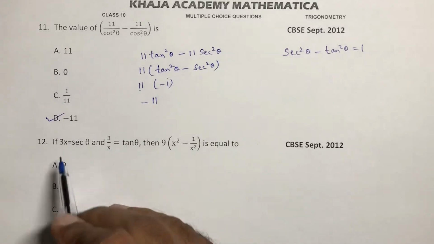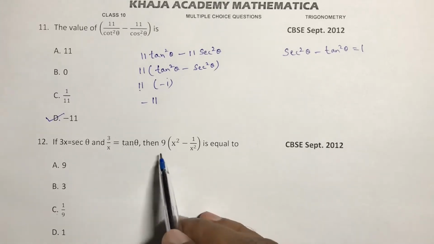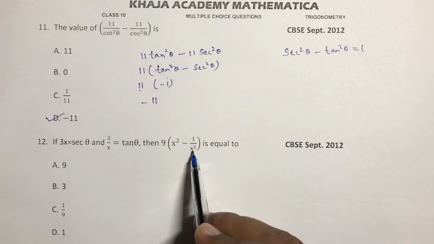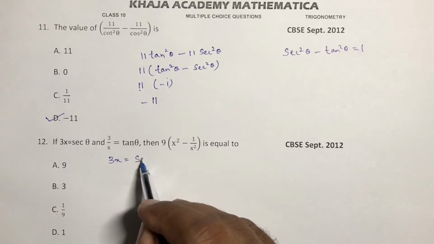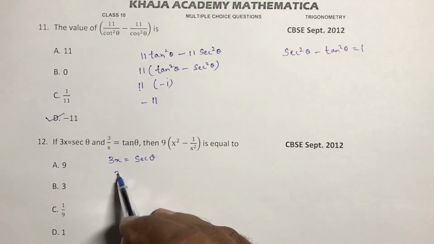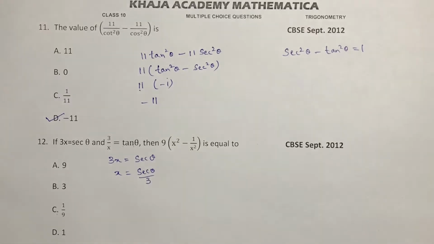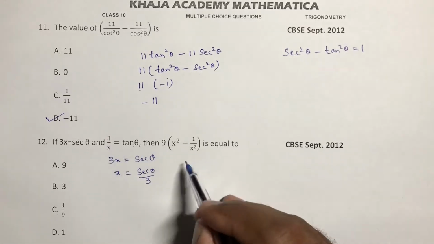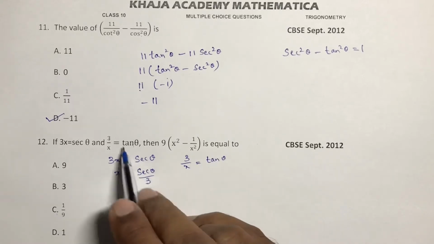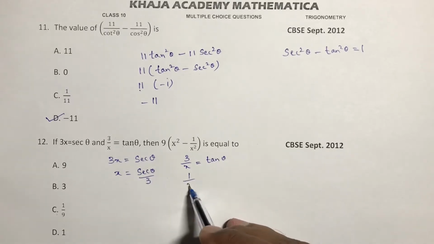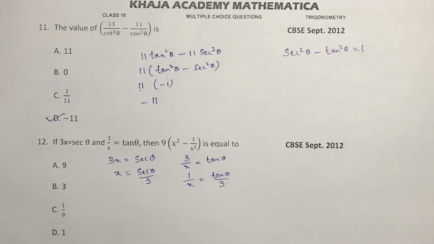Next question. 3x equals sec theta and 3 by x equals tan theta. Then find 9 into x square minus 1 by x square. See, from here 3x equals sec theta. So what is the value of x? X is sec theta by 3. In the same way, 3 by x is tan theta. So from here, 1 by x will be tan theta by 3.